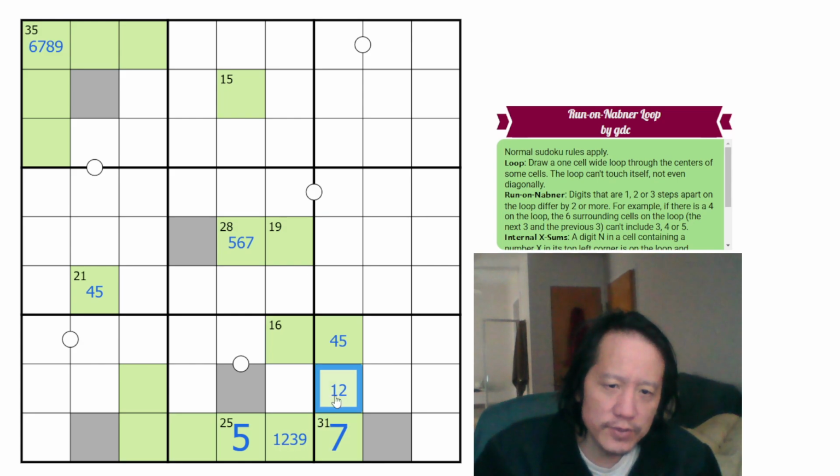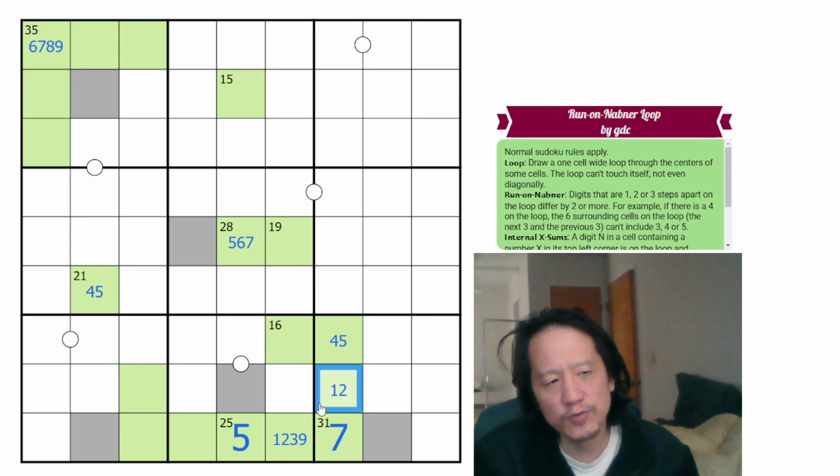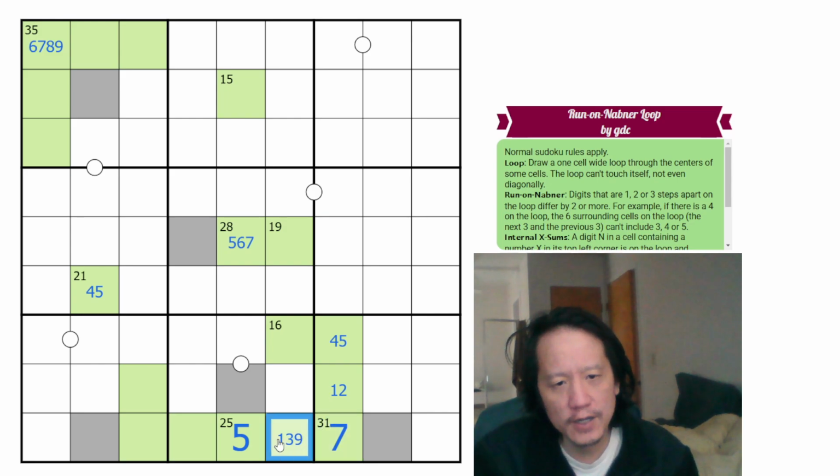But this is 3, this cannot be consecutive with this. So if this were 2, this would be consecutive with 1. It would be a repeat or consecutive with 1 or 2. So this cannot be 2. This could be 1, 3, or 9. Again, there's no 4, 5, 6, 7, or 8 possible here. So this could be 1, 2, 3, or 9 also.